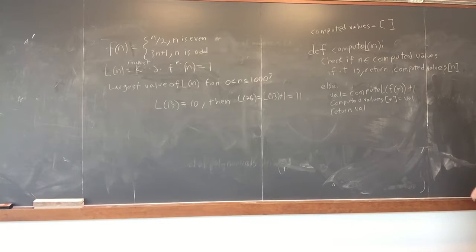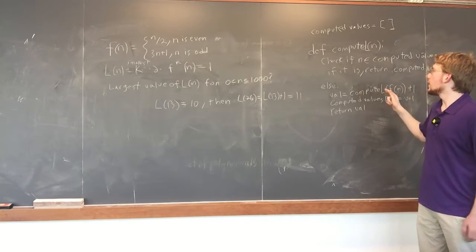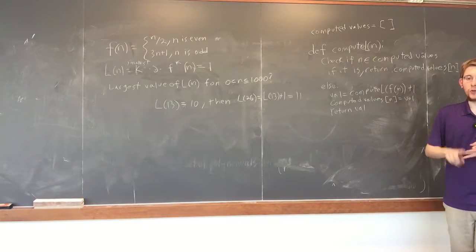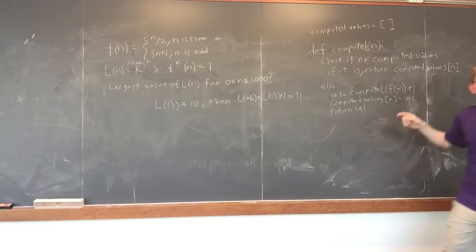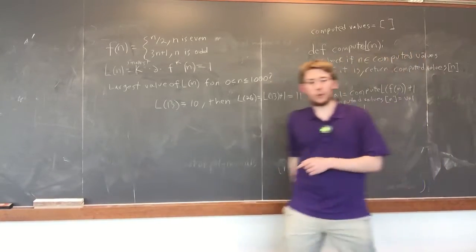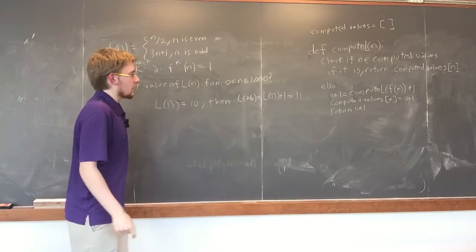And so what we can do is we can just start at 1 and write a loop that repeatedly calls compute L on 1, 2, 3, 4, 5, all the way up to 1,000 with this technique, which is called dynamic programming. It will be polynomial time. It'll go pretty quickly.